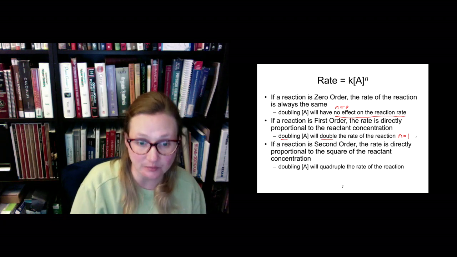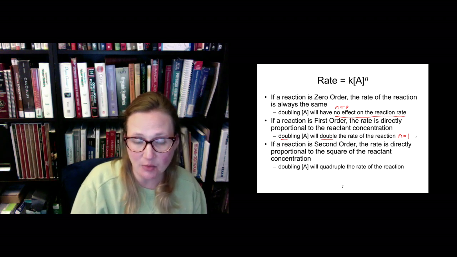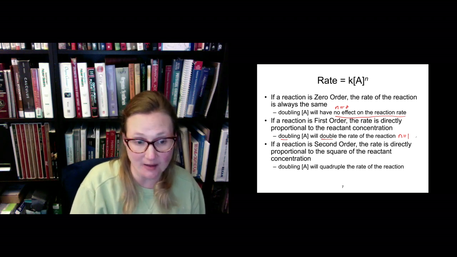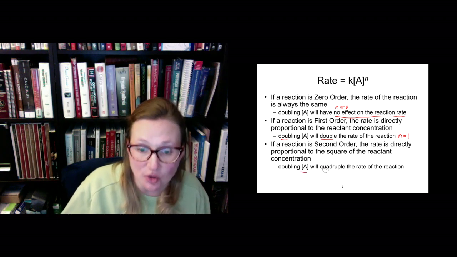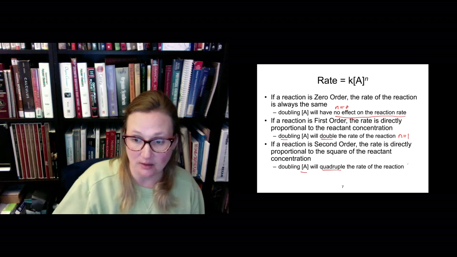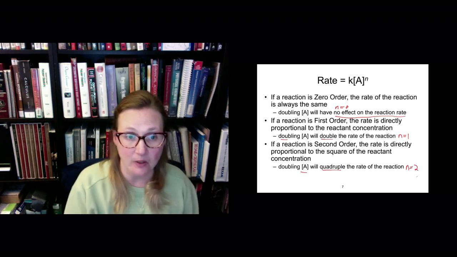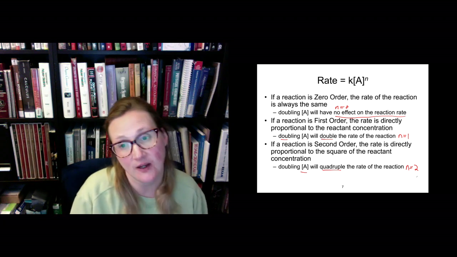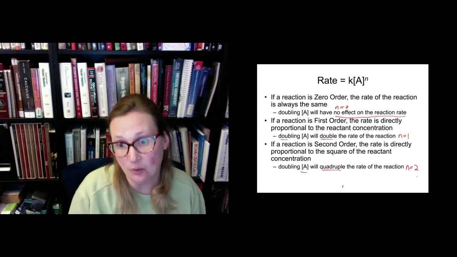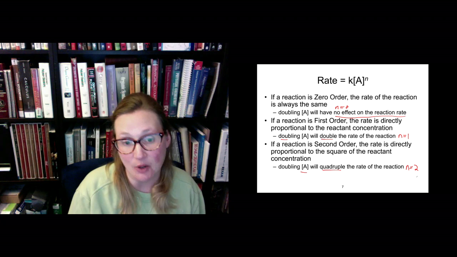That's first order. All right, so imagine a situation where a reaction is second order. So here the rate is going to be proportional to the square of the reactant. So doubling the concentration of A will quadruple the rate of the reaction. So n is equal to 2. Okay, so we're using how changing concentration affects the rate. That's how we're getting these rate laws, and particularly that's where we're getting those exponents.